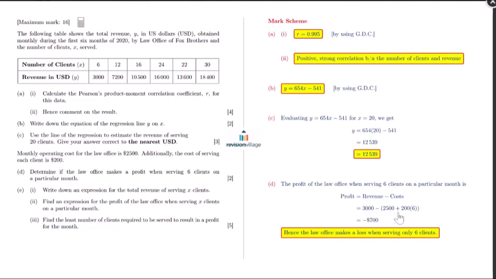Subtract the costs. Now, the costs will be the fixed part of the law office cost, $2,500, plus 6 lots of the variable costs, because 6 clients are served, so 200 times 6. Put this into our calculator, we get negative 700, so that doesn't sound good. That sounds like a loss. It's a negative number. So therefore, the law office makes a loss when serving 6 clients.